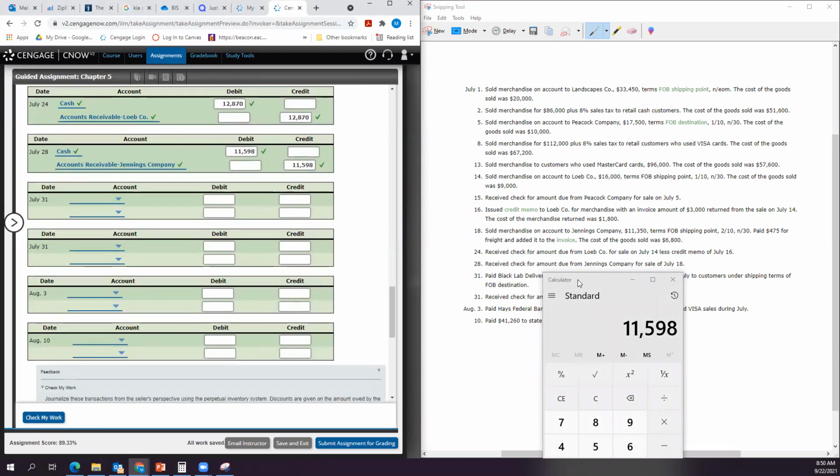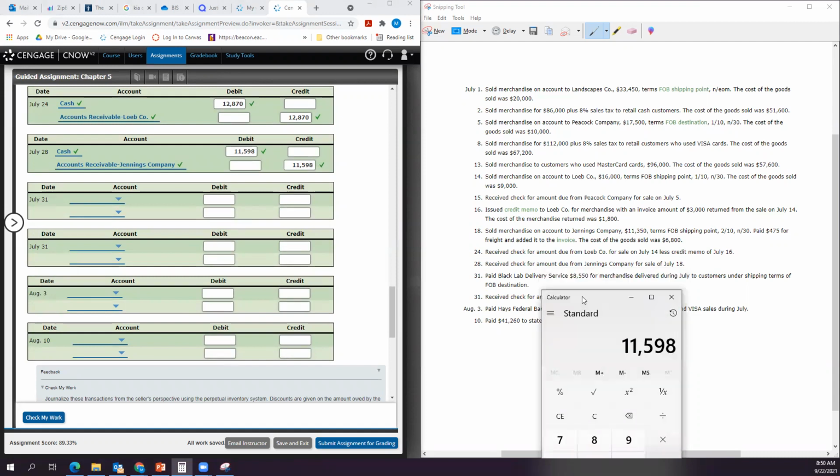July 31st. We paid Black Lab Delivery Service $8,550 for merchandise delivered under our shipping terms. So this is just going to be a delivery expense and our cash going down, $8,550.